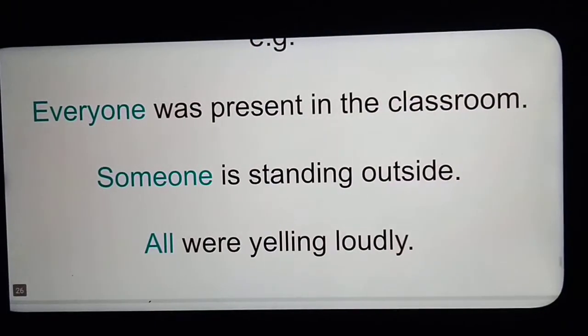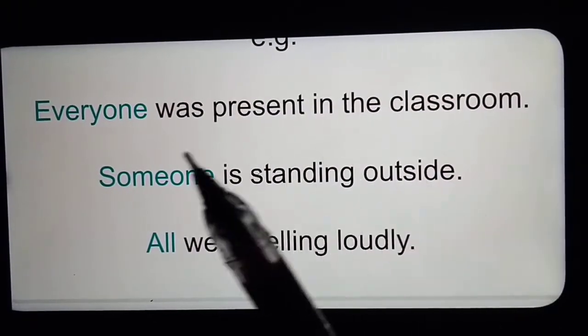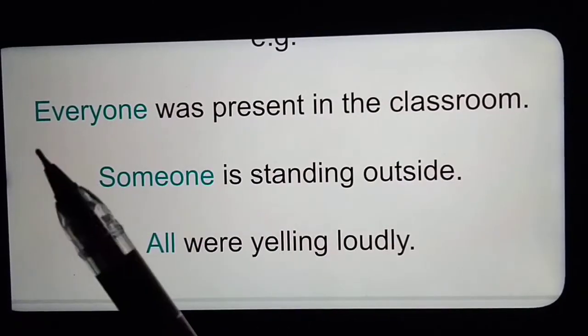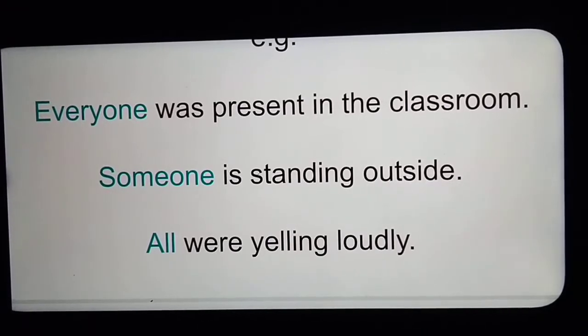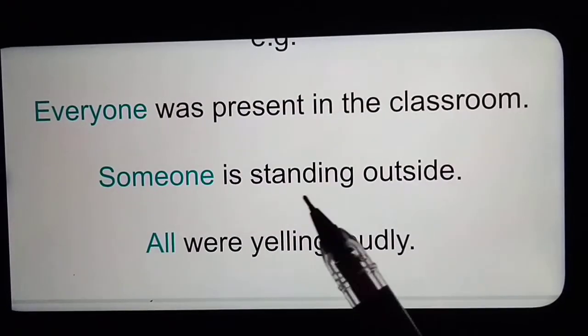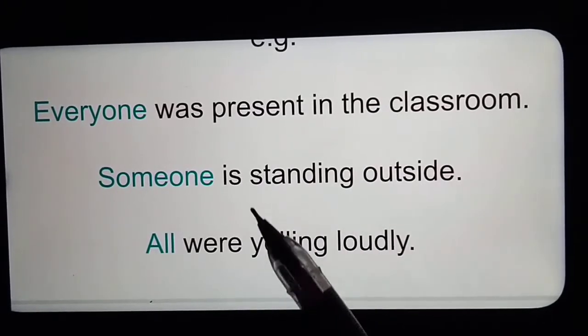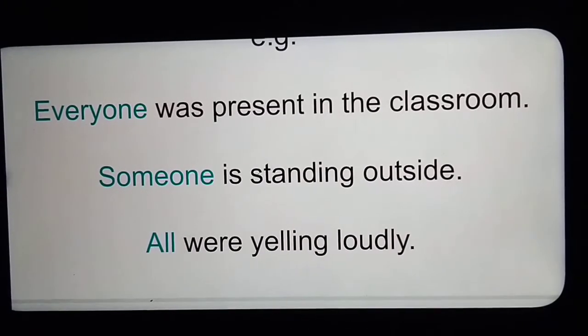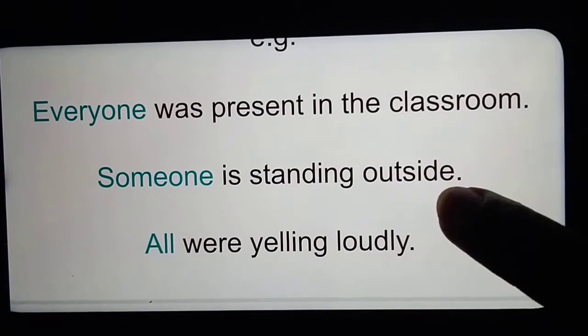Let's see some examples. How do we use them in a sentence? Everyone was present in the classroom. Now when I say everyone was present, everyone is your indefinite pronoun. Plus it is not telling about any specific person or thing. Similarly, someone is standing outside. Someone is not telling about any specific or definite person. All were yelling loudly. Again, the word is not telling about any specific person or thing. So all these are your indefinite pronouns.